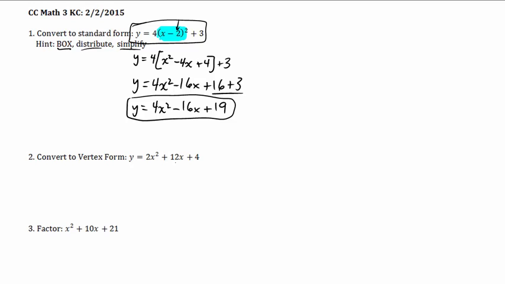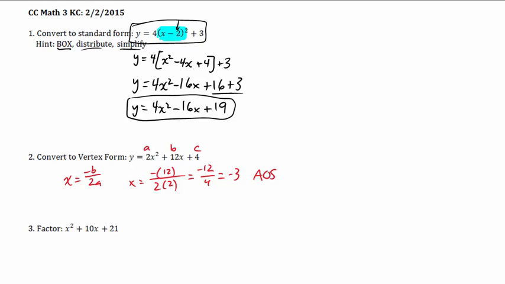Okay, convert to vertex form. Well, there's 2 ways to do this. The one way we haven't done in a while, so I'll review it. x equals negative b over 2a. That's the x value for your vertex. Your y value you get from plugging that back in. So this is a, this is b, this is c. So that would be x equals negative 12 divided by 2 times 2. Okay, so that's negative 12 over 4, or x equals negative 3.